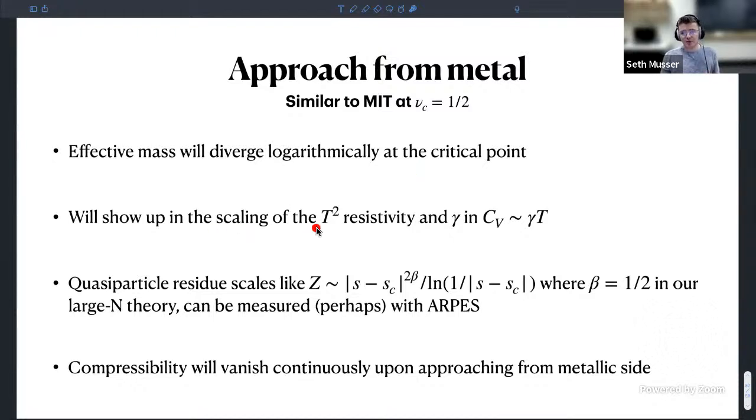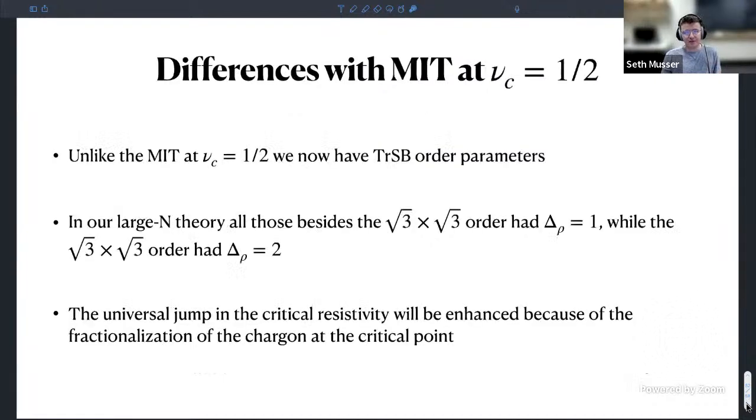If you have this kind of fractionalized transition, you can expect an effective mass which diverges logarithmically. That should show up in the scaling of the T-squared resistivity and the Sommerfeld coefficient of the specific heat. The quasi-particle residue should vanish as you go from the metal to the insulator. In our theory, it vanishes with exponent 1, which is 2 beta. And finally, the compressibility should vanish upon approaching from the metallic side. All of these things that you would also see at half filling, you should see at fractional fillings as well, but the critical exponents may be different than at half filling.